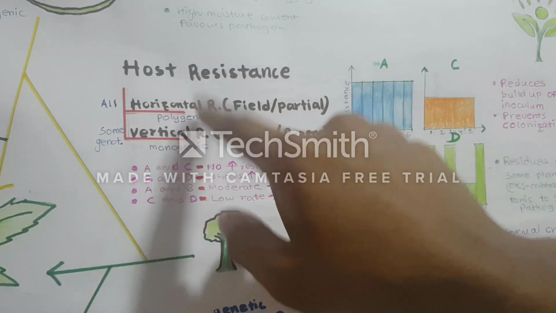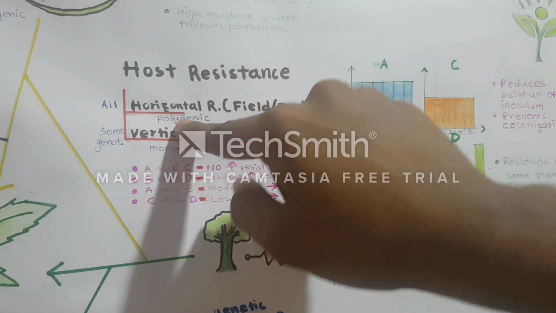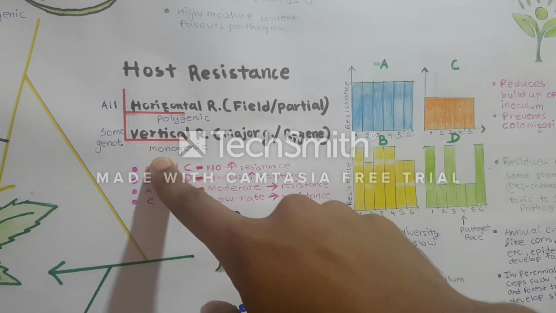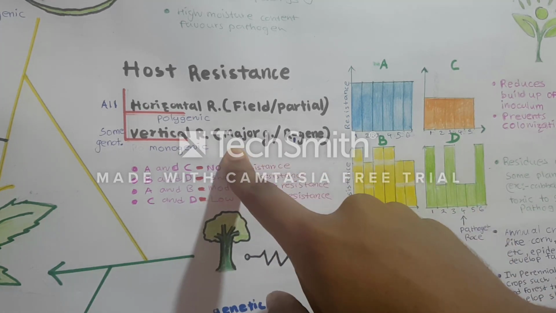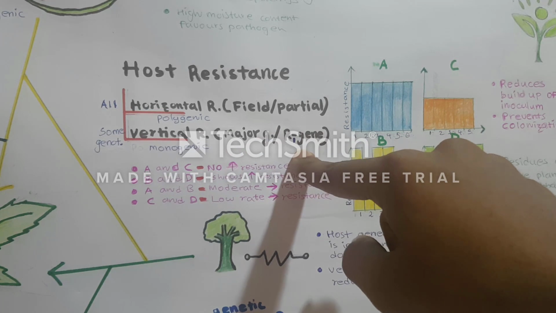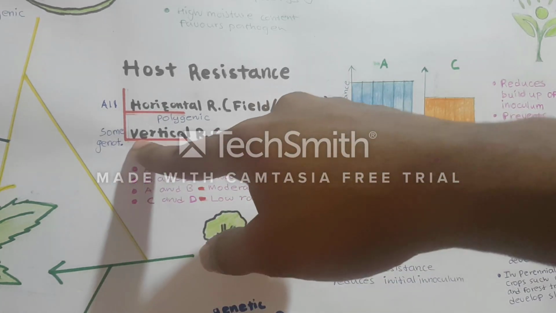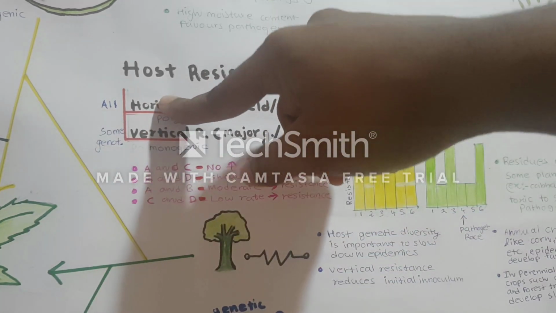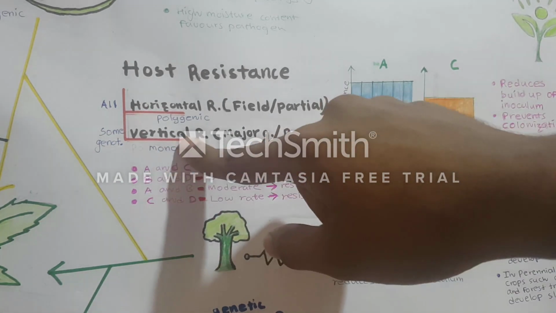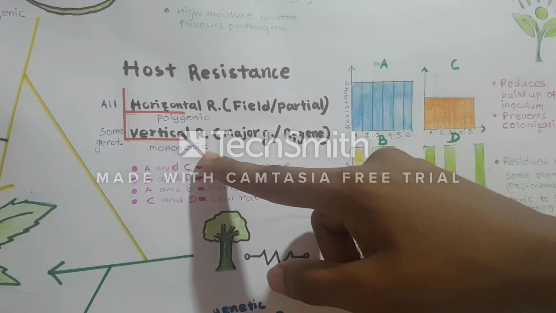Now let's see what horizontal resistance is. It is polygenic. What does this mean? Horizontal resistance is a kind of resistance where a certain group of plants show resistance against all kinds of pathogens. Second, vertical resistance. Vertical resistance can also be called major gene resistance or R gene resistance according to some textbooks. The difference between vertical and horizontal resistance is that vertical resistance is monogenic, which means it only shows resistance towards one kind of pathogen.